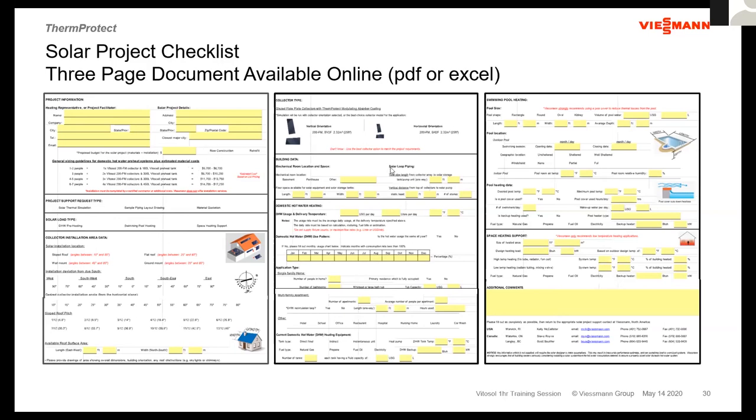But if you fill this out, it gives us all the information we're looking for: roof space, angles, what your domestic hot water loads are, if you're heating a pool, whether you have a pool cover or not, space heating, what types of design temperature we're looking at and how effective that's going to be to heat your system. This is stuff we would need to know to make that operate for you.